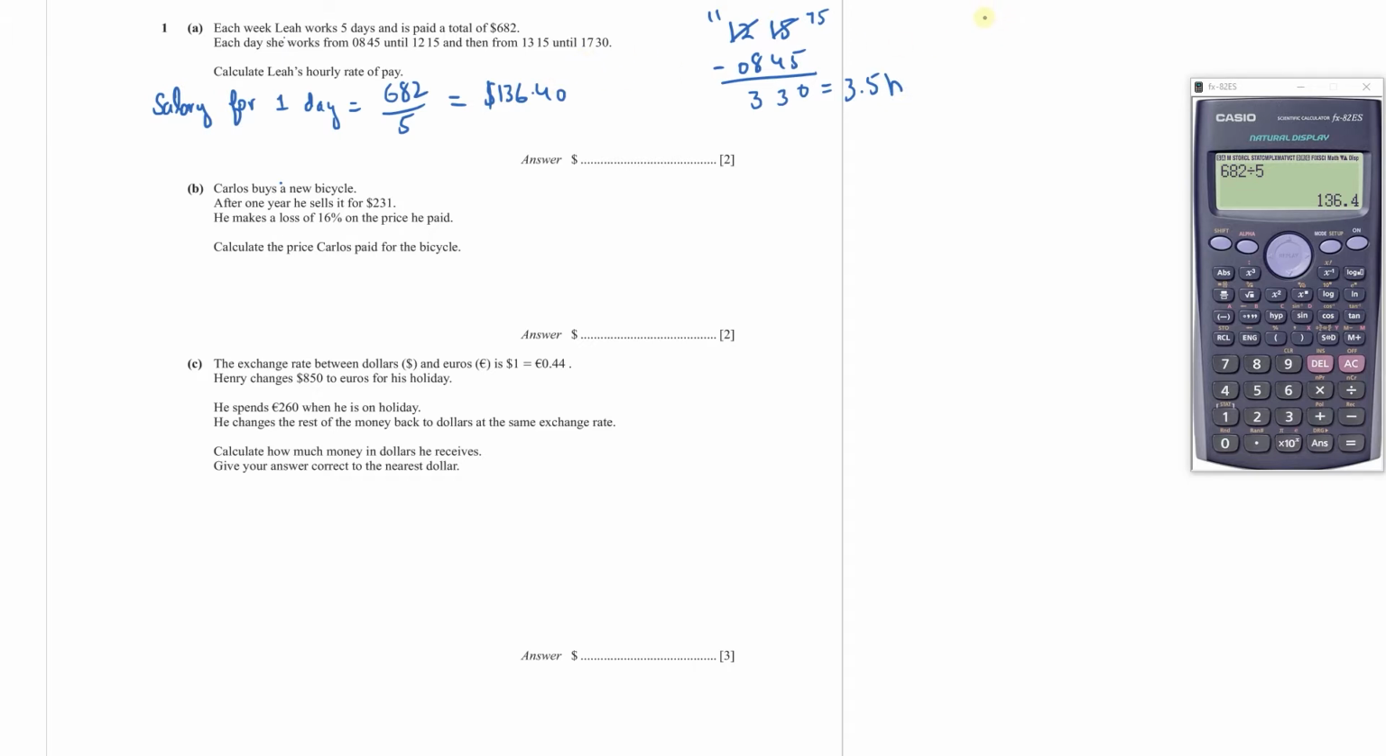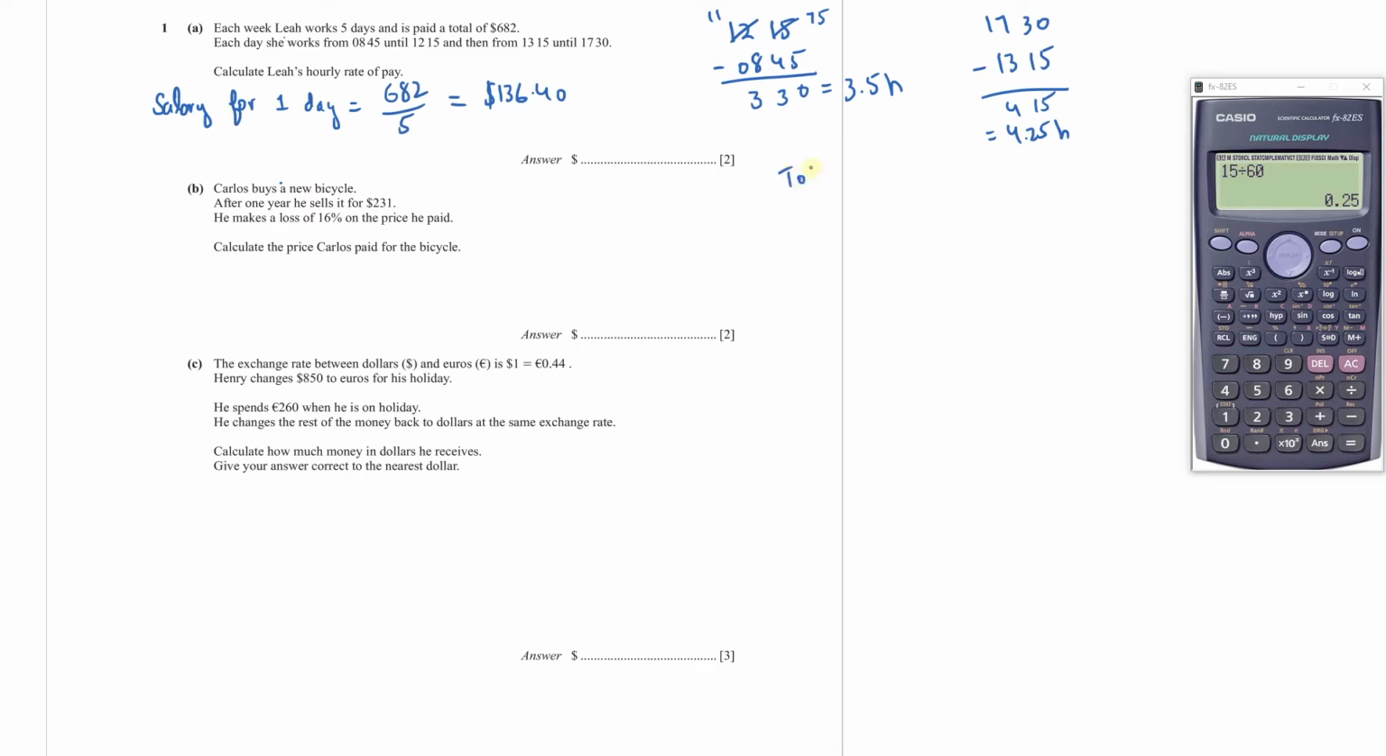And then similarly for this one, 17:30 minus 13:15. So 30 minus 15 is 15, and this is 4. So if I convert 15 minutes into hours by dividing it by 60, I get 0.25. So this is 4.25 hours.